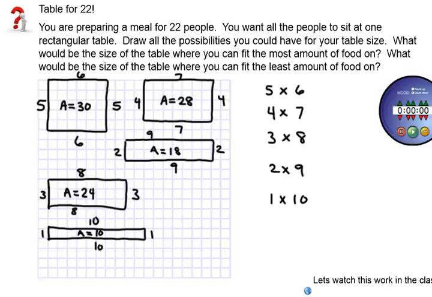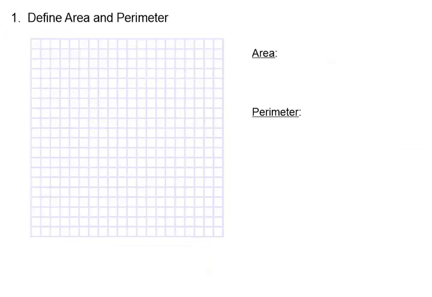And we found that we would have a table that's a 5 by 6, a 4 by 7, a 3 by 8, a 2 by 9, and a 1 by 10. And we found the areas of each table and found that the 1 by 10 would have the smallest area, but all the perimeters would still be the same. Okay, so here is a couple different problems.